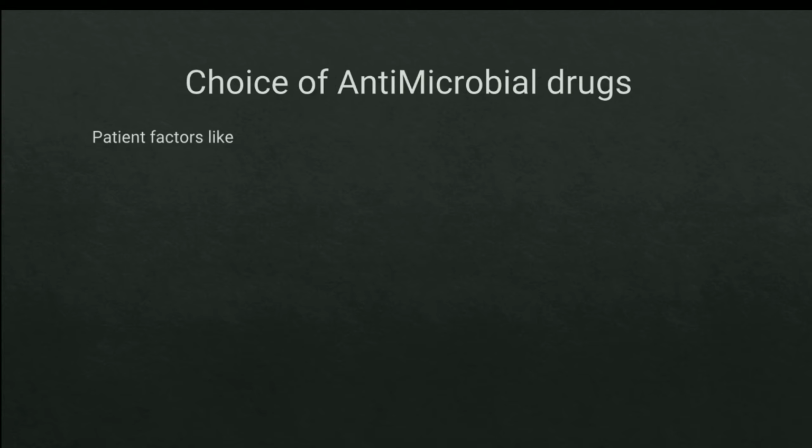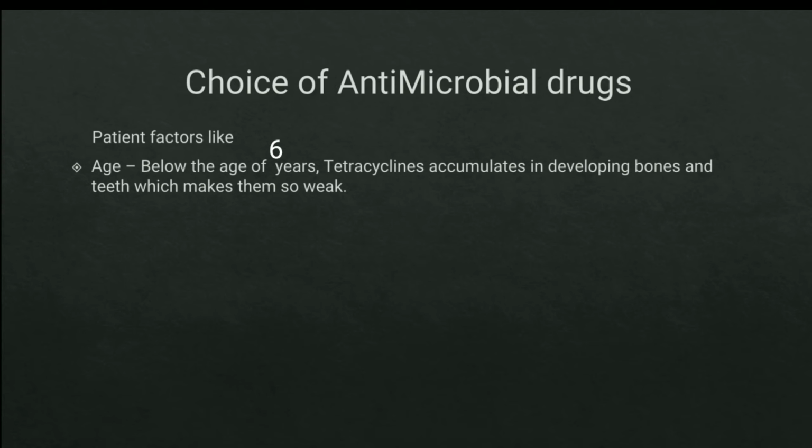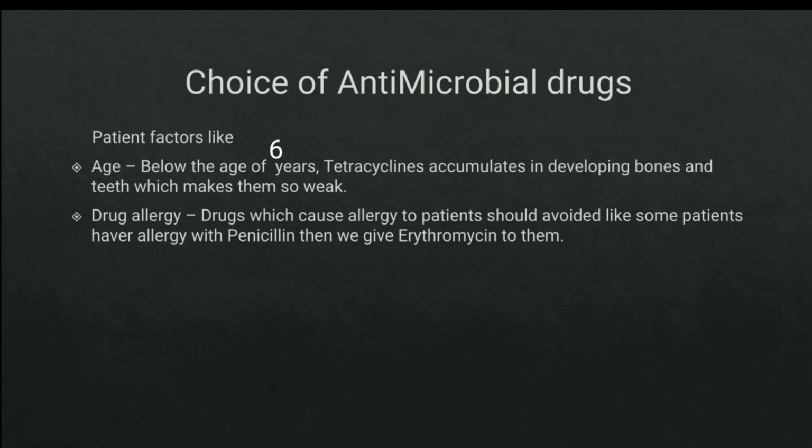First, we have to look at the patient factors, like the age of the patient. Below the age of 6 years, tetracycline accumulates in developing bones and teeth, which makes them very weak. So for children below 6 years, we generally avoid tetracyclines. After that, drug allergy. Some patients have an allergy to particular drugs, so these drugs are avoided, and we give some alternatives. Like if a patient has an allergy to penicillin, we avoid penicillin and use erythromycin.